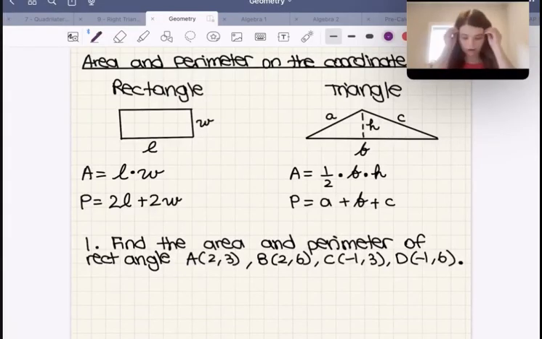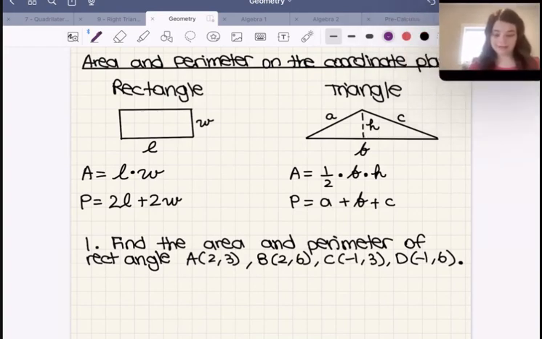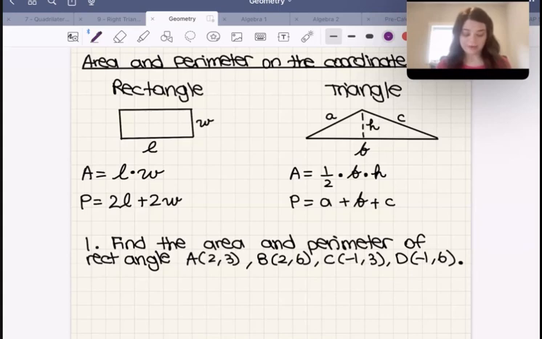Today, we are going to be talking about the area and perimeter on the coordinate plane. So, let's first talk about how to find the area and perimeter of a rectangle and a triangle. Let's review that. Let's start with a rectangle. The area of a rectangle is the length times the width.